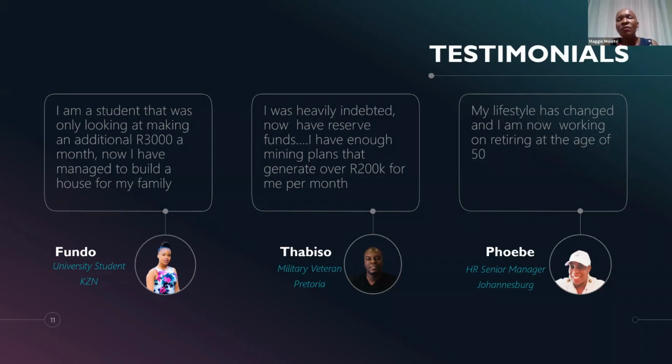I asked her and I said, Fundo, when you started, you said your goal was 3,000 a month. What is your current goal? She says, Sis Maggie, I think I'm crazy. And I said, try me. And she said, 500,000 rands, 500,000 a month. And I said, you are crazy. She said, no, I'm about to make it. I know that next month, I'm going to make it.